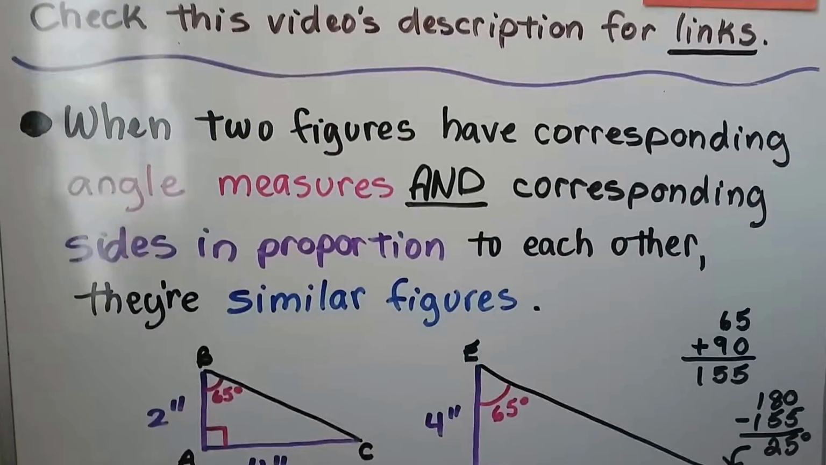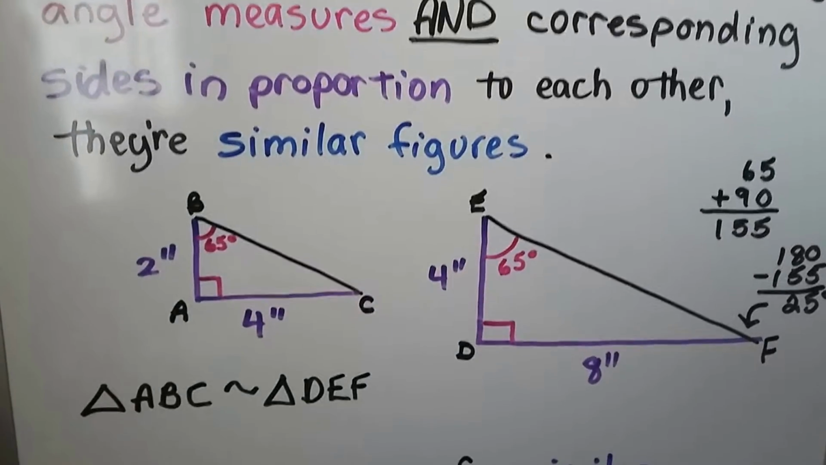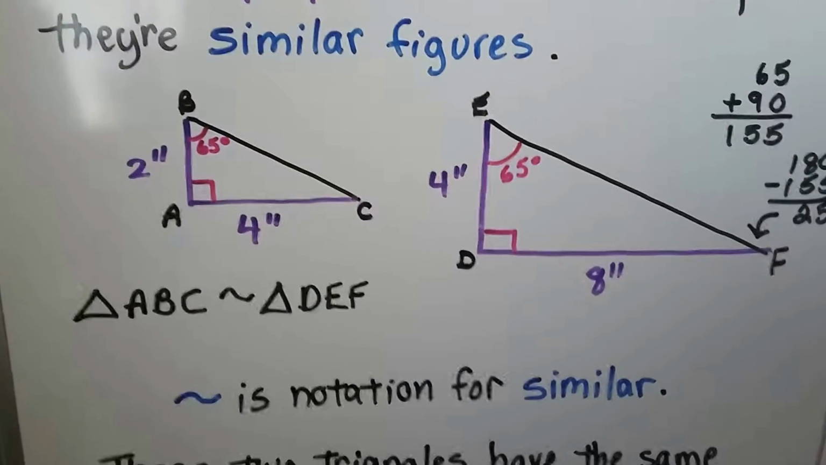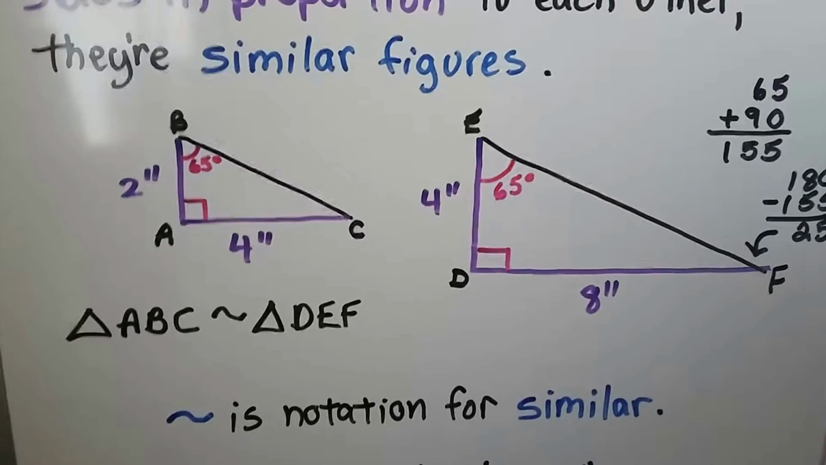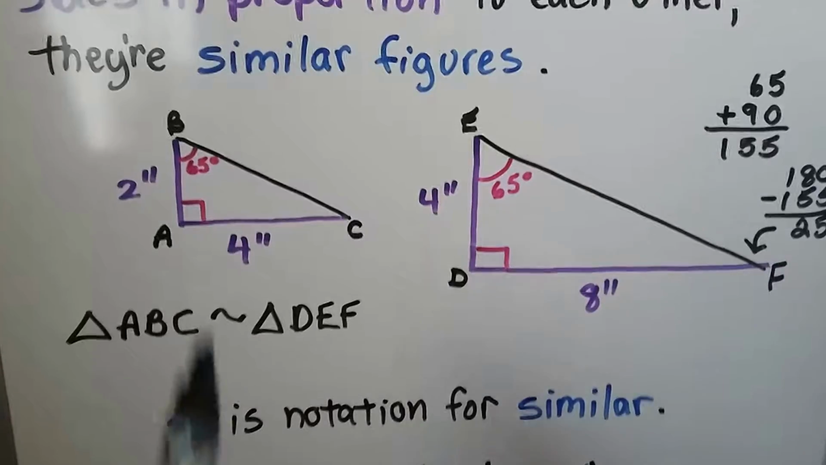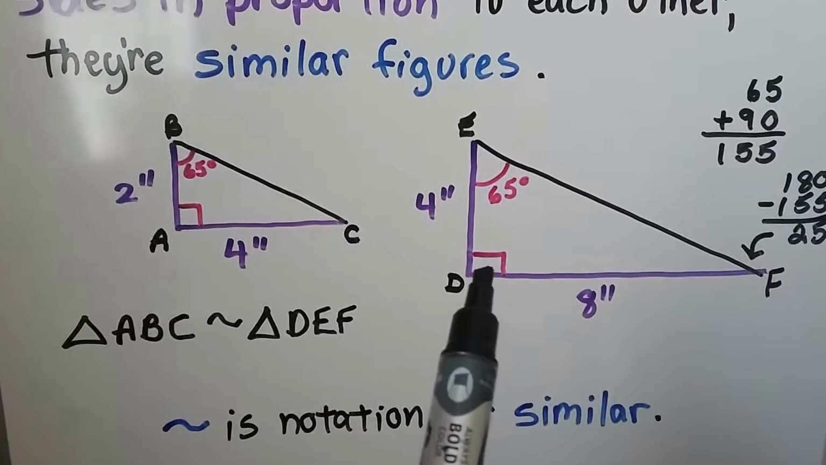When two figures have corresponding angle measures and corresponding sides in proportion to each other, they're similar figures. Take a look at these two triangles. The one on the left is obviously smaller, but look at their angle measures. This one's got a 65-degree angle and a 90, and this one's got a 65 and a 90.